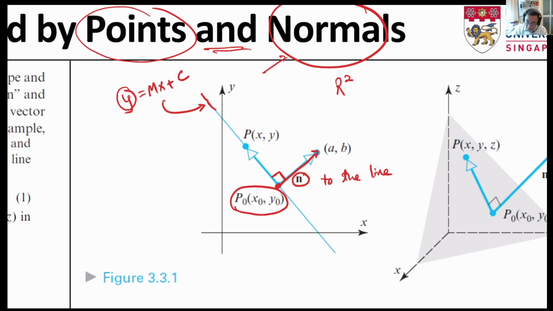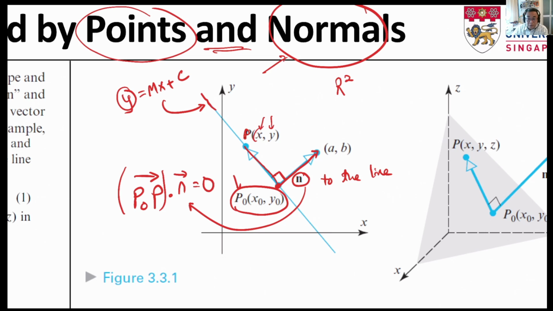The idea is interesting. Once we have a point on the line, P0, let us now find another point P. In this case, P can be any point x and y on the line. So from P0 to P, it is a vector along the line. Since n is normal to the line, the dot product of P0 to P and n will be equal to 0, which defines that n is orthogonal to P0 P.